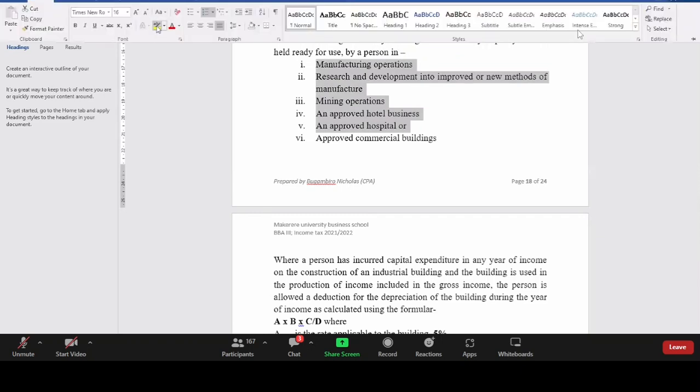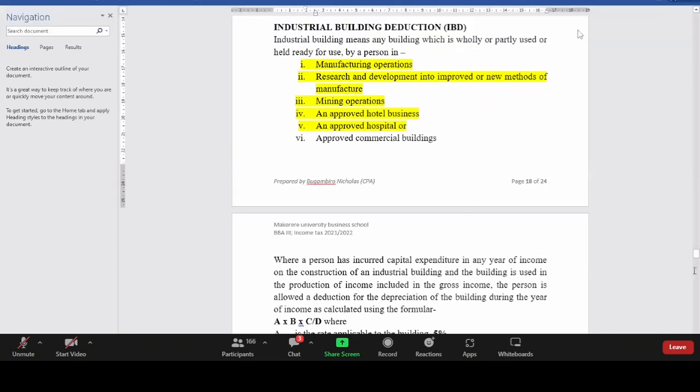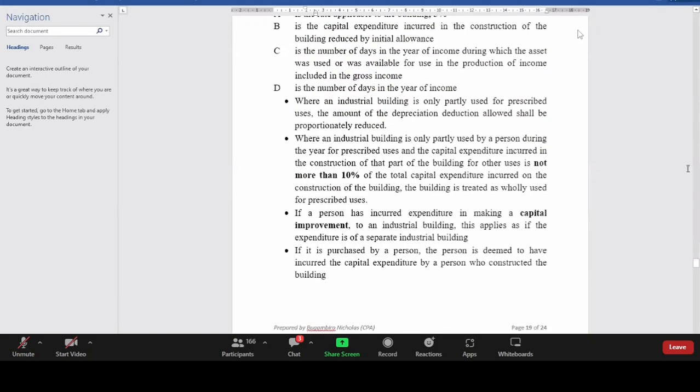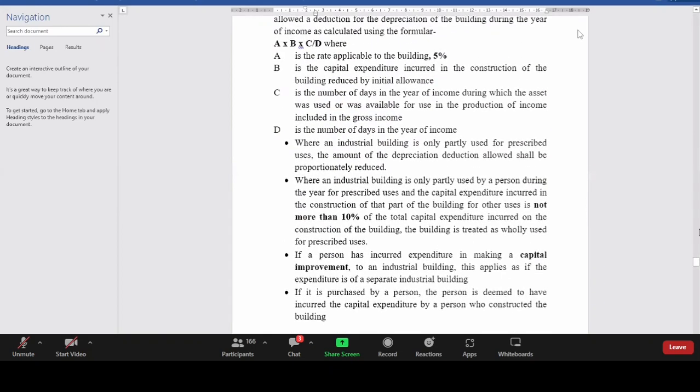If I'm to echo something we covered, all those are given initial allowance of up to 20% for the first time when they are put into use. But this approved commercial building is not given initial allowance. But all of them, including that approved commercial building, are given a deduction of 5% on a straight line basis as IBD, industrial building deduction. We saw that. So you go back, read.